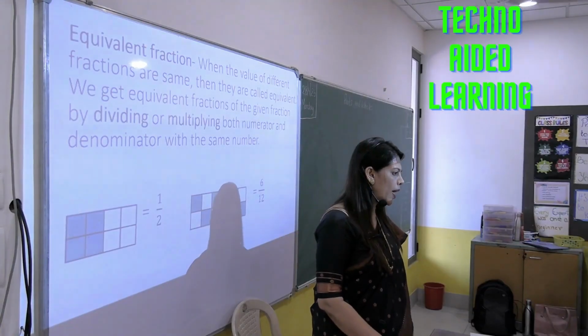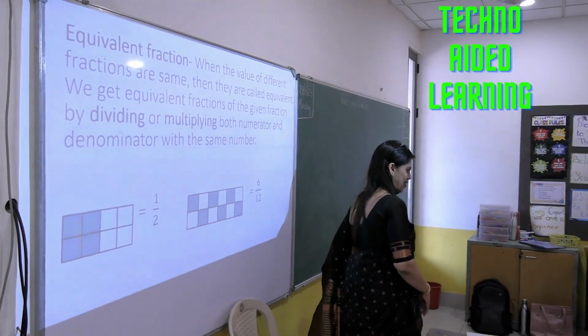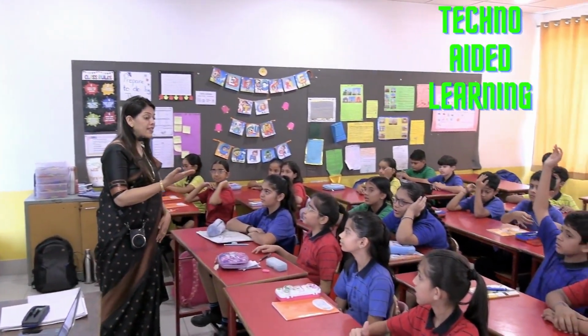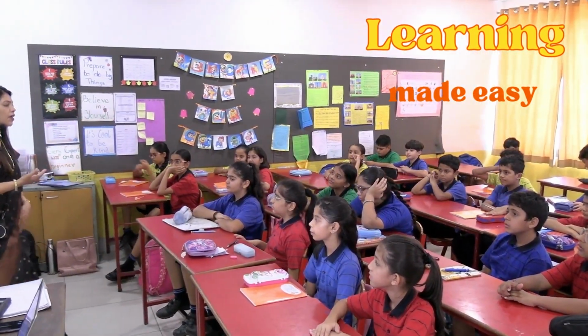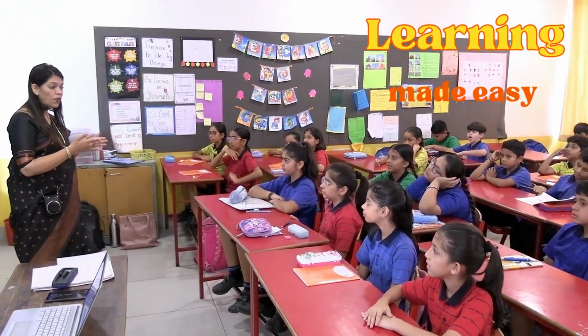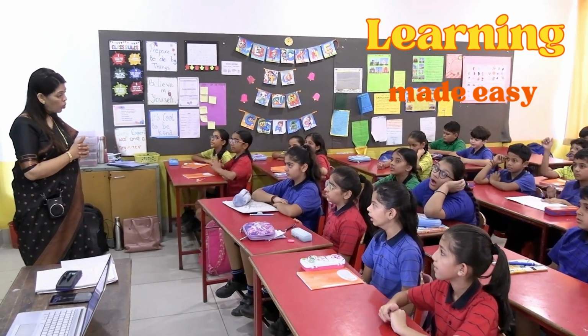Have you heard of equivalent fractions? Yes, ma'am. What are equivalent fractions? Equal. Half, half. The fraction which has the same value. The value is the same, right? And we obtain it by either dividing or multiplying. What do we divide and multiply? The numerator and the denominator both.